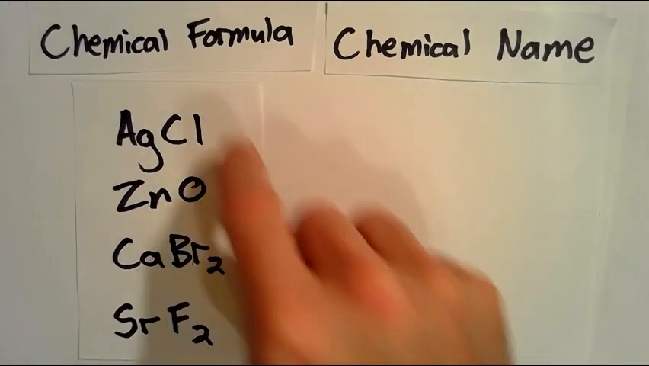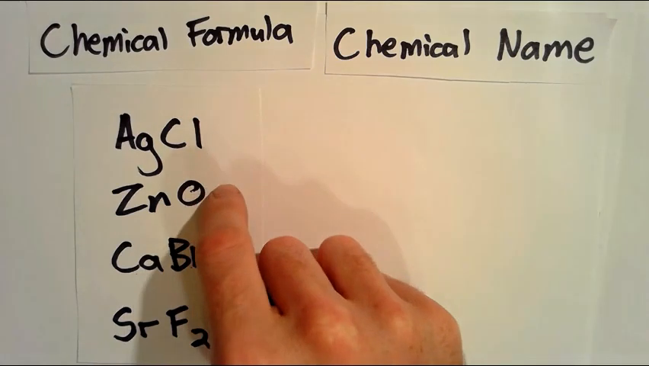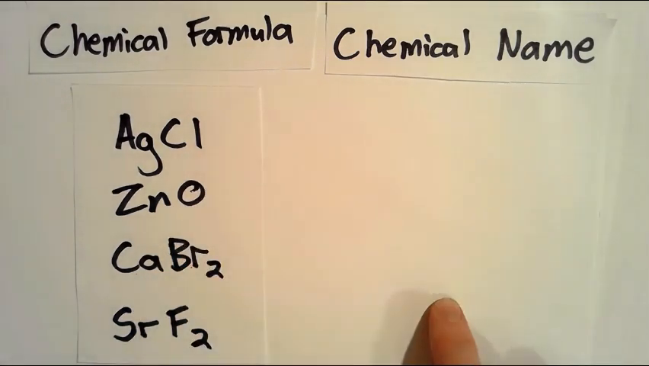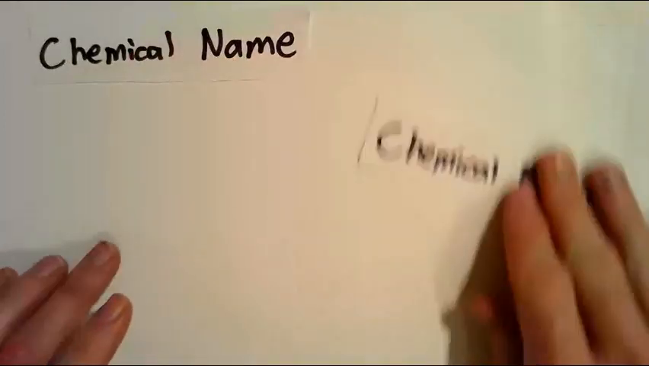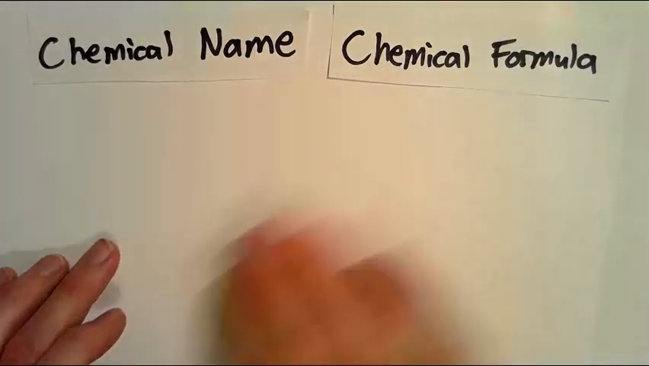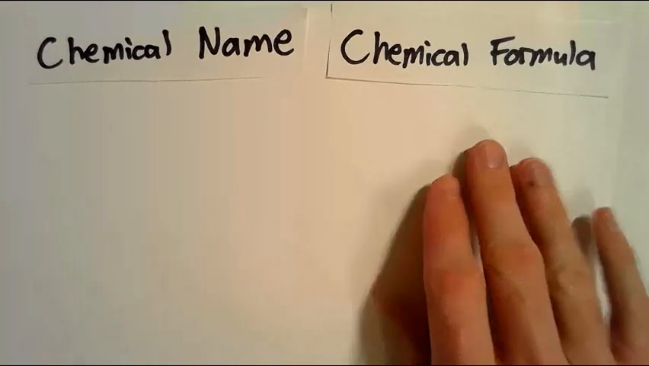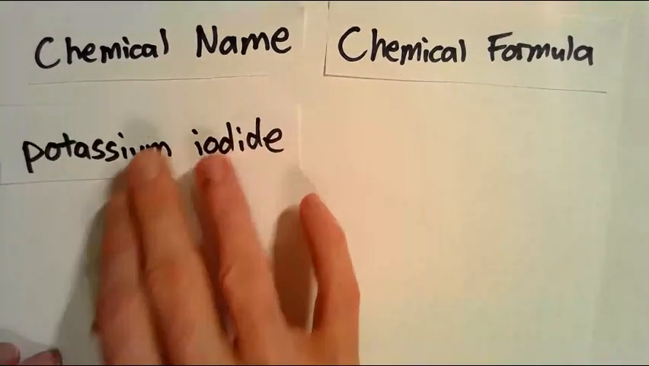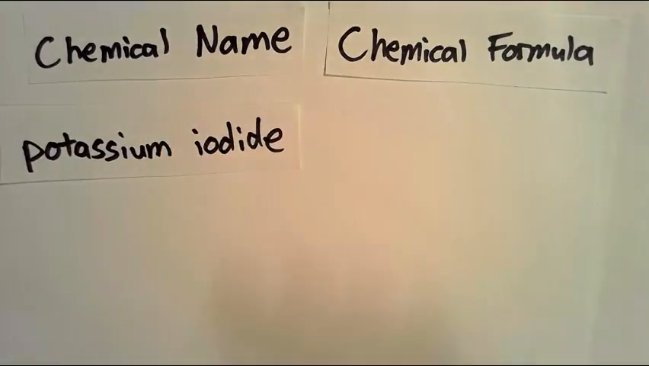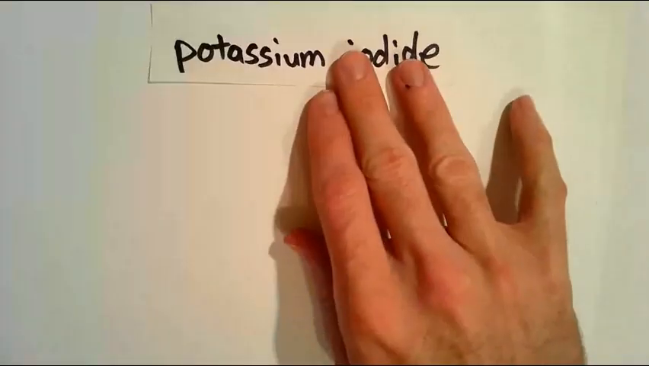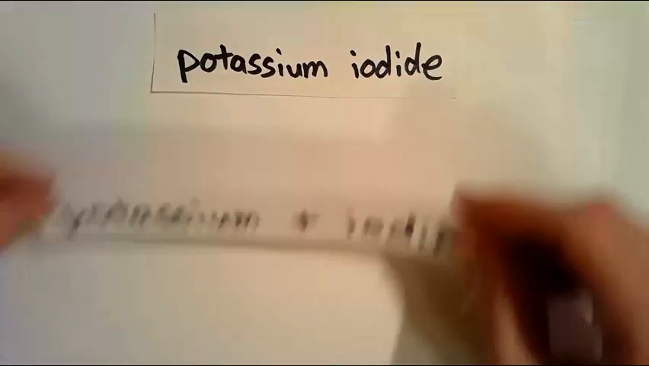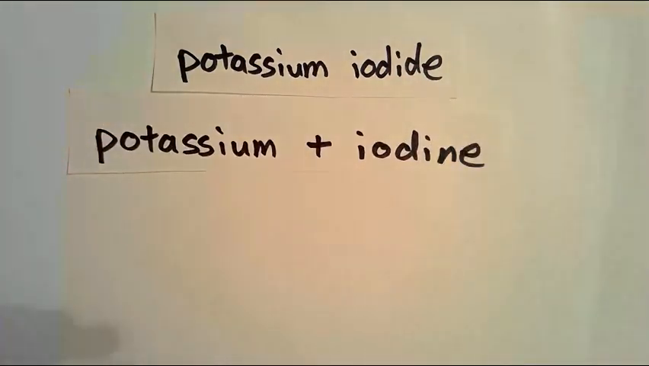Your tests and quizzes will have me give you the chemical formula and you give the chemical name. But I will also give you the reverse process, where I will give you the chemical name and you need to know the formula. An example of this would be something like potassium iodide. So let's get rid of these two and let's try to break down what potassium iodide is. Potassium iodide is simply just potassium and iodine.